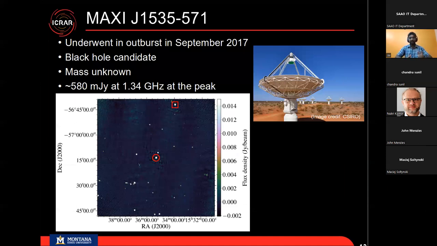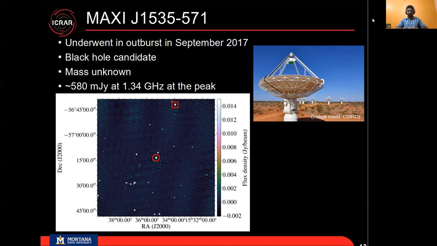So the first source that we targeted is MAXI J1535-571. This source went into outburst in September 2017. It's a black hole candidate, and there are a couple of parameters of this source which are still unknown, like the mass.